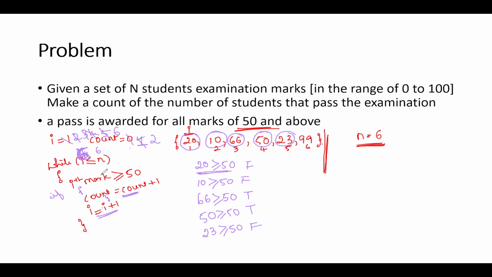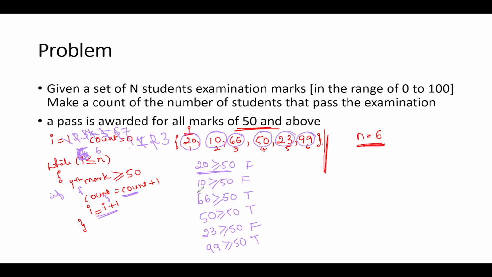Whether 6 is less than or equal to n? Yes, it is equal to n. Hence, it is true, which means I'm at the sixth element. I'm going to check whether 99 is greater than or equal to 50, which is true, which means I can now increment the count to 3 and increment the I value to 7.